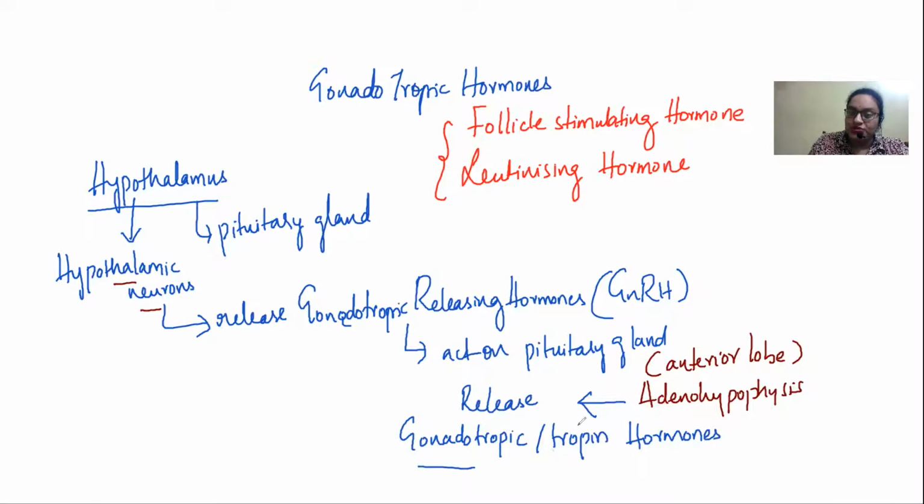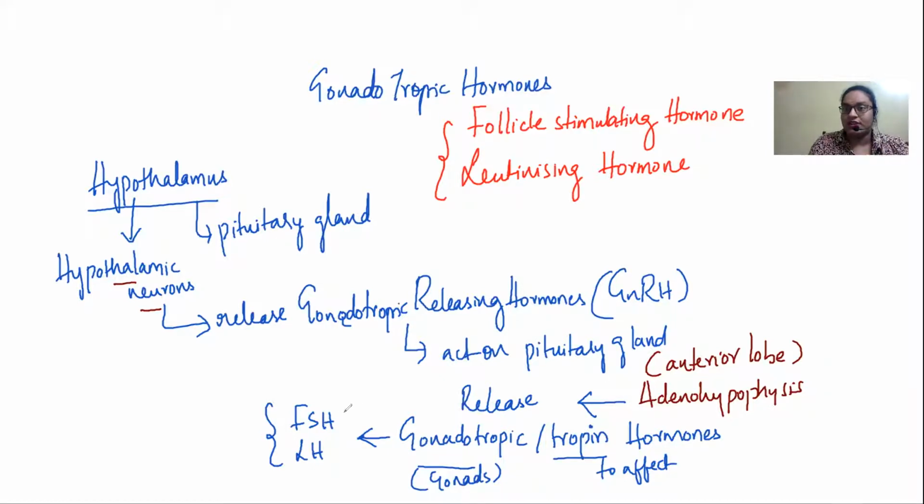What is tropin? I told you in a few earlier videos that tropin means to affect. So they are going to affect the gonads, the sex organs, the ovaries and testes. And these are none other than your follicle stimulating hormone as well as the luteinizing hormone. They are named based on the work that they do on the female gonads. Based on the functionalities of both hormones on the female reproductive tract, we name them follicle stimulating and luteinizing hormones. I hope now you understood.